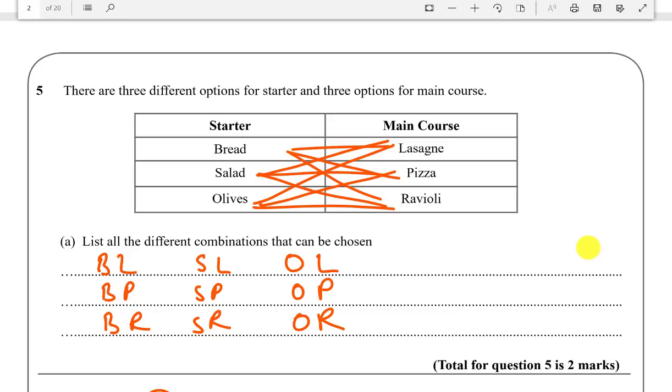One good way to check your answer is because we have 3 here and 3 here, so we have 9 different combinations because 3 times 3 is 9. So that's one good way to check your answer.